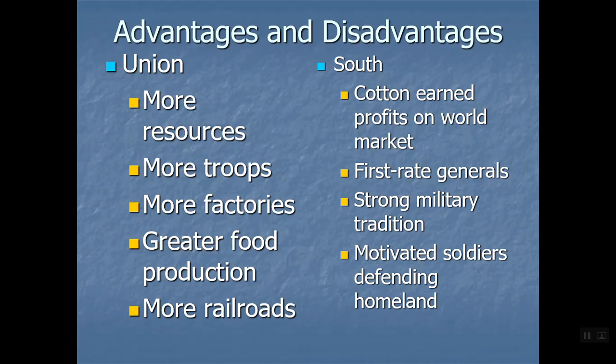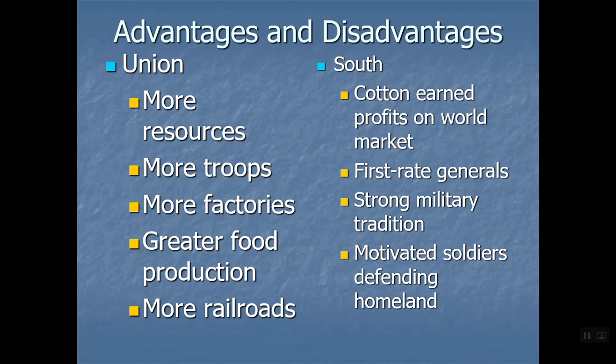Now, this you guys don't really need to take notes on. This is just a recap briefly for you, the advantages and disadvantages on both sides. So after the conflict of Fort Sumter, both sides, the North and the South, are going to start taking recruits. They're going to start building up their armies, gathering supplies and resources for potential battle and combat.